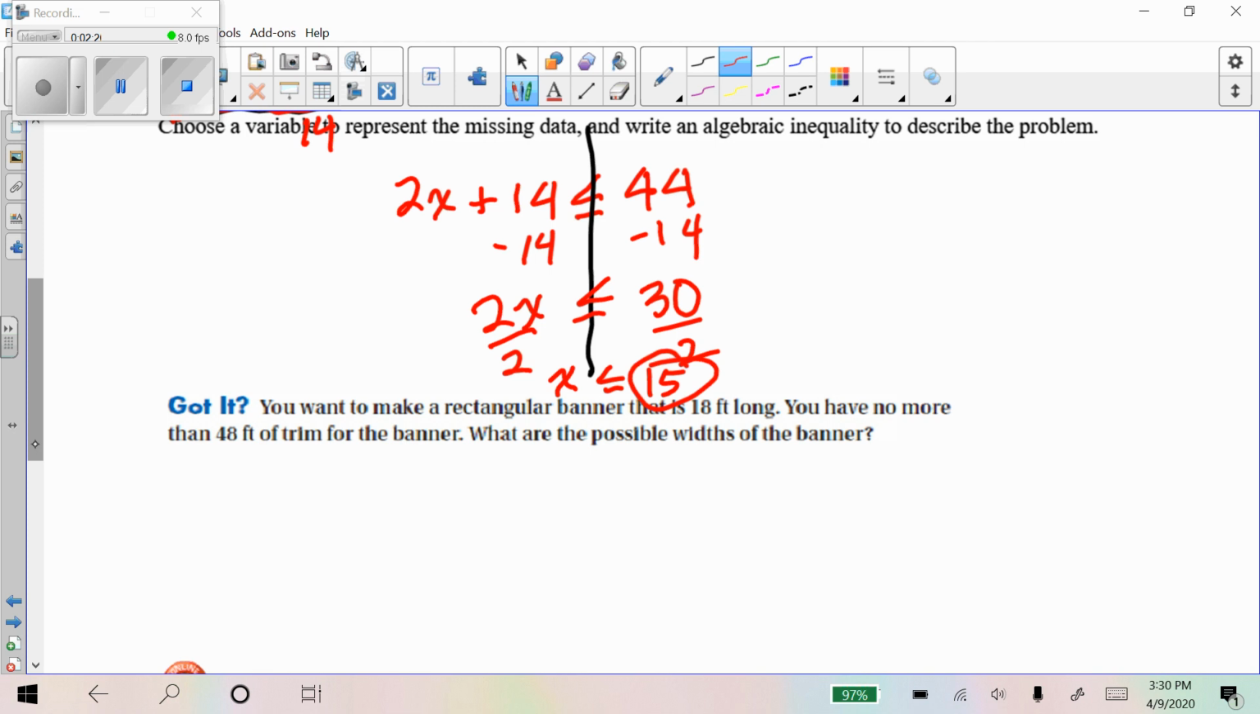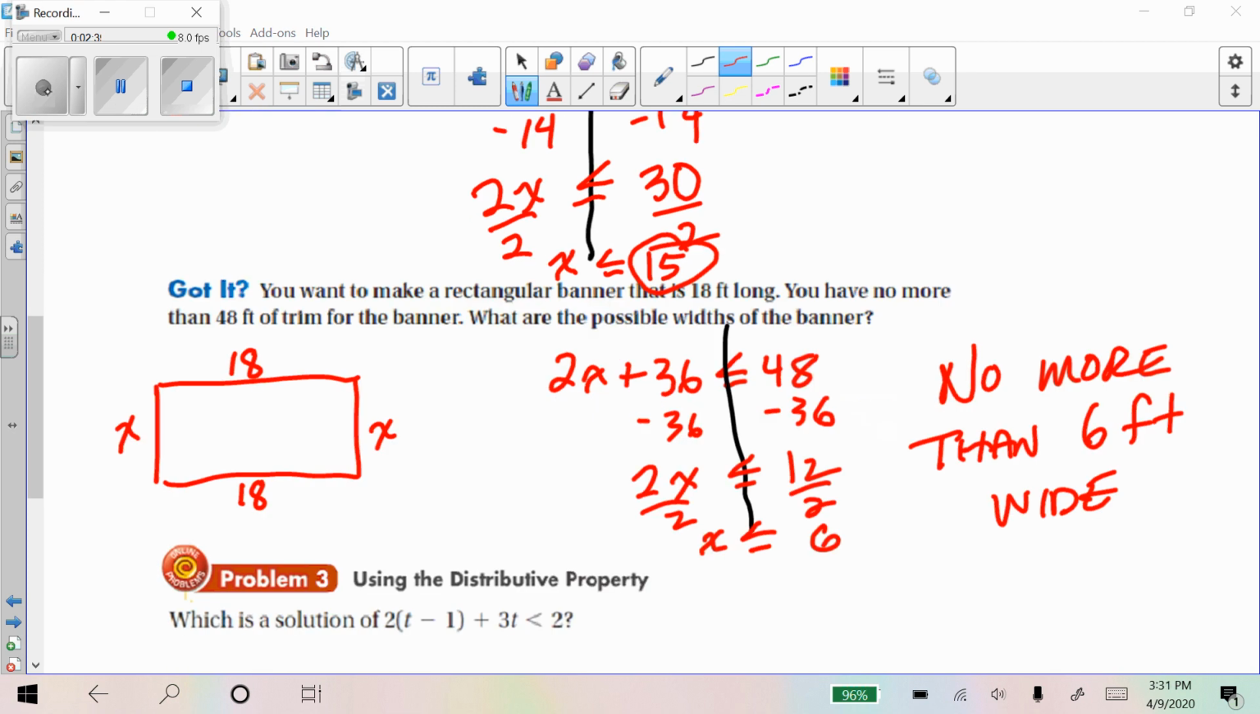This next one, read it on your own. See if you can write the inequality that would represent that, and then maybe just start the video back up and you can see if your answers are right. All right, your answer should look like that.